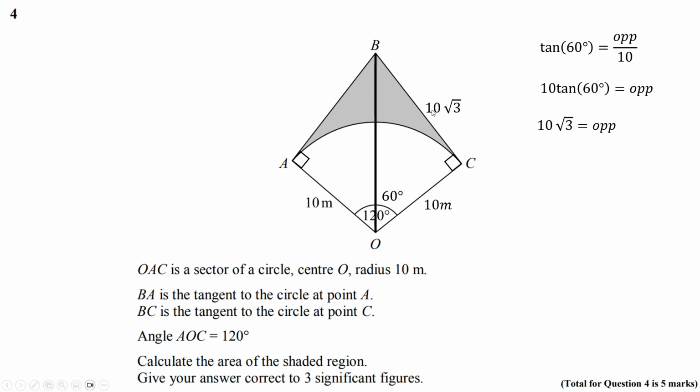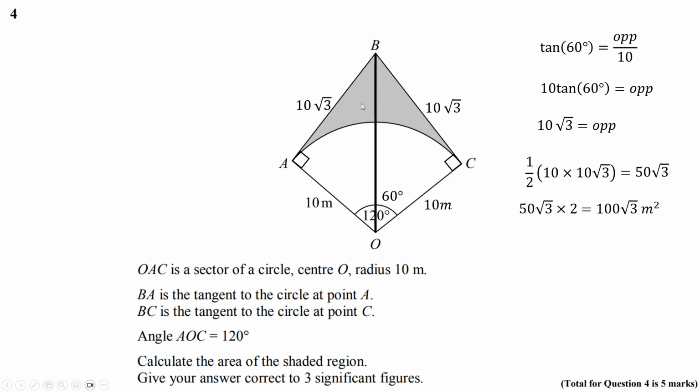So half base times height, so half, 10, multiplied by 10 root 3. That's also 10 root 3. And then that gives you 50 root 3 for the area of this triangle. And now we want to double it to get the area of these two triangles together to give 100 root 3. Now we've got this full area now, and we want to take away this area here, this sector.